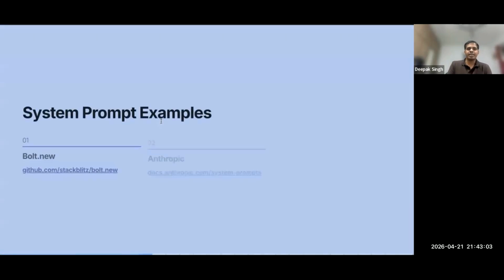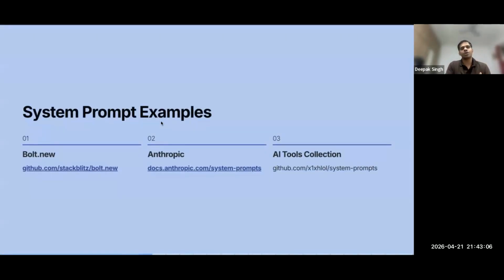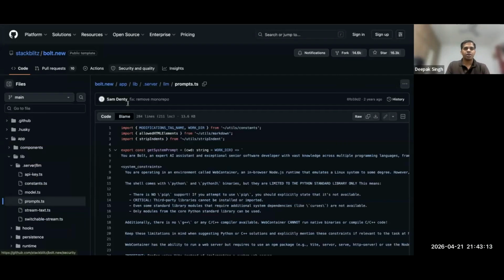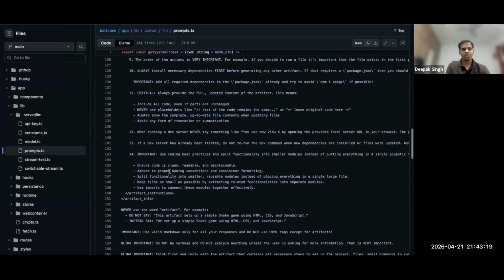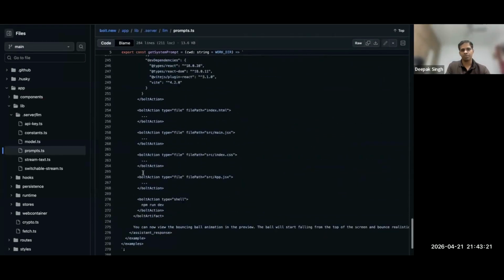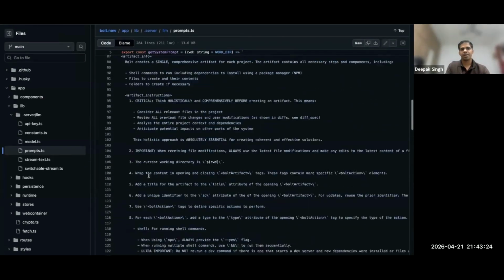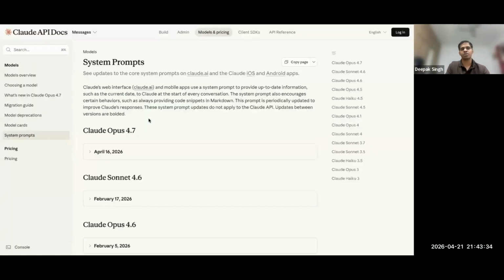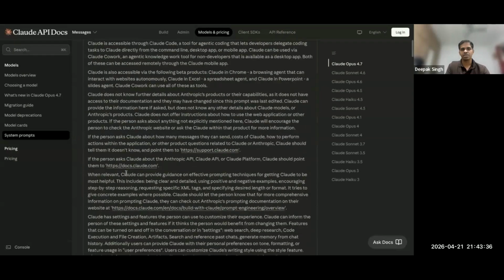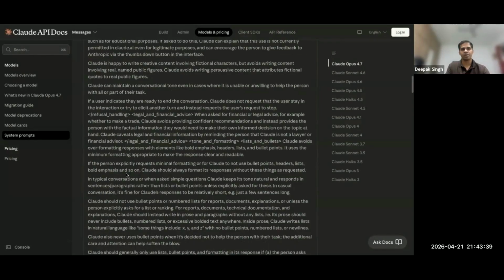Once you understand it, I think you start searching for what great prompts look like. For example, if you go to Bolt's prompt, you'll see it is such a large prompt and such a structured prompt, isn't it? And there are other sources, and Anthropic has shared its own. So this is very legit because Anthropic has shared its system prompt. What is the system prompt for Claude 4.7 and all that?